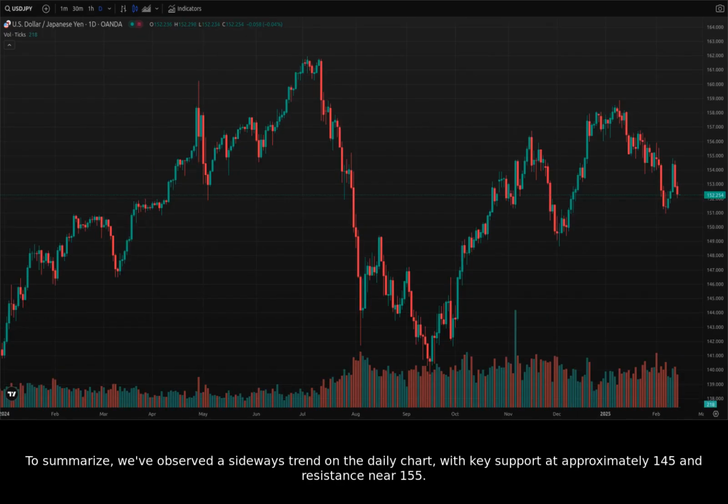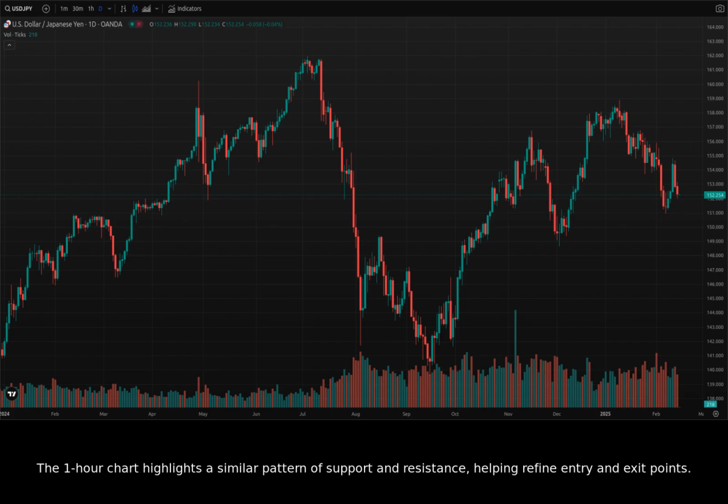To summarize, we've observed a sideways trend on the daily chart, with key support at approximately 145 and resistance near 155. The 1-hour chart highlights a similar pattern of support and resistance, helping refine entry and exit points. On the 15-minute chart, short-term volatility can be used to capture quick profits. It's important to note that market conditions may change, and news events will influence the direction of the pair.